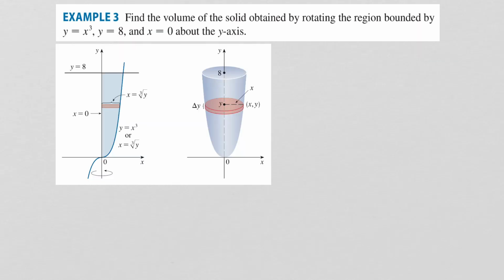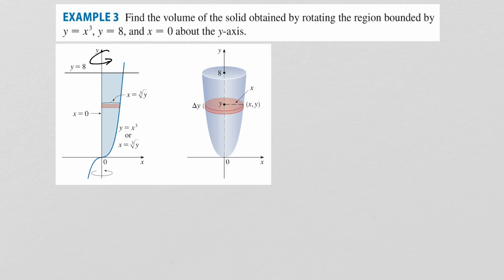Here we want to find the volume of the solid obtained by rotating the region bounded by y equals x cubed, which is this function right here, y equals 8, which is this line, and x equals 0, about the y-axis. So we are going to take this region in here, and we're going to rotate it about this y-axis here. And when you rotate it around, you will form a solid that looks something like this.